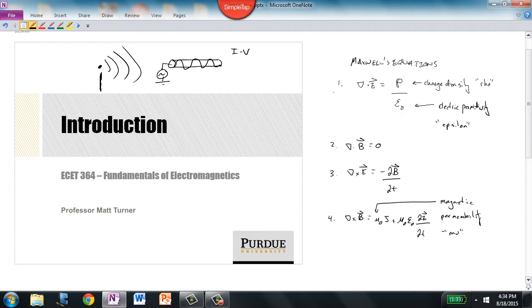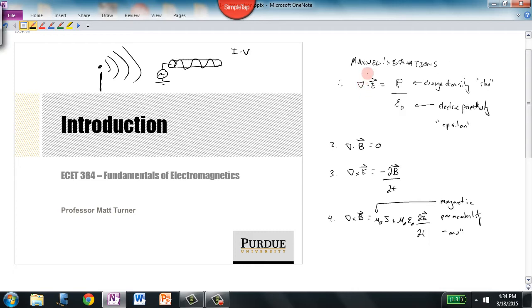I'm going to go through Maxwell's equations real fast and just describe them to you. It's not important that you understand the mathematical formalism at this time. I just want to describe them and get them out there for your consumption.